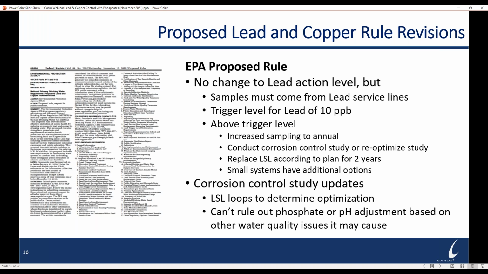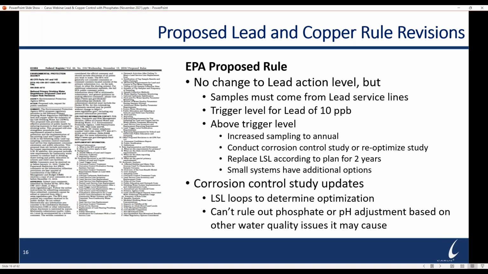It will also have a trigger level for lead of 10 parts per billion. So if you're between 10 and 15, you'll trigger extra testing in your system. If you're above the trigger level, your sampling will be every year. You'll have to do a corrosion control study or a reoptimization study.